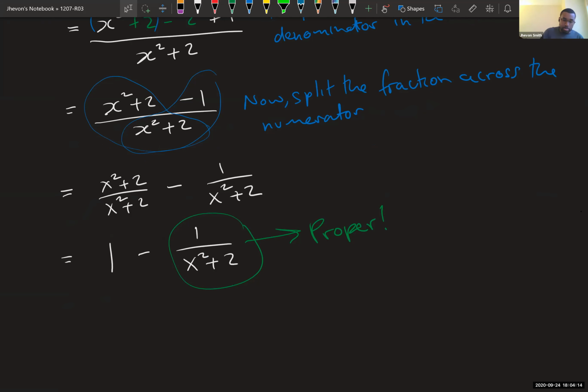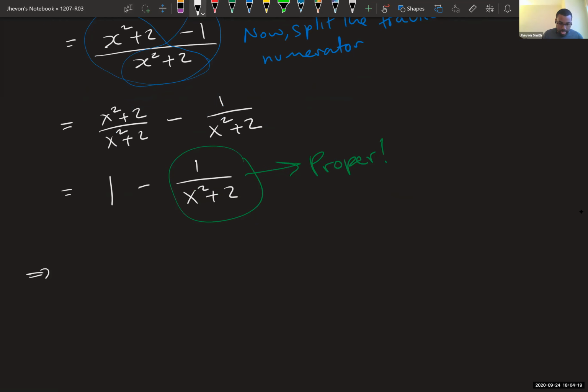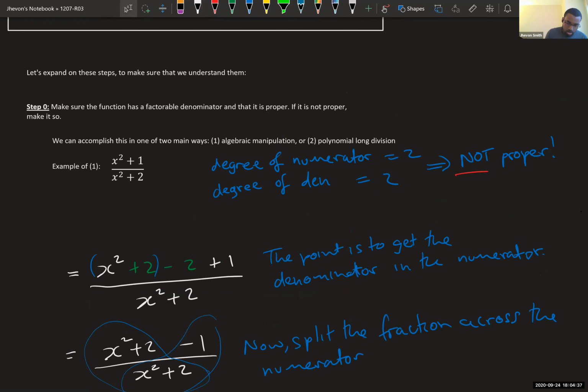So you can actually break this up into its partial fractions right there. This means that if you have x squared plus 1 over x squared plus 2, this is actually the same as 1 minus 1 over x squared plus 2. Those two are the same. And at this point, it's already in partial fraction form. So this is algebraic manipulation. So this was an illustration of the first thing.